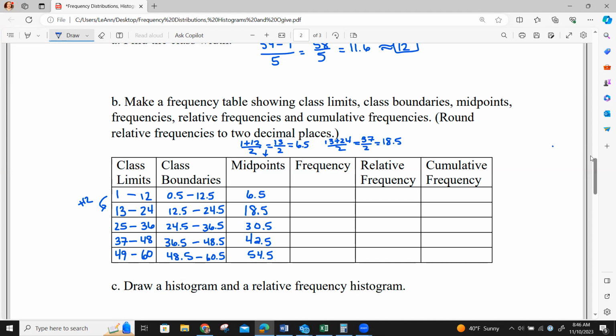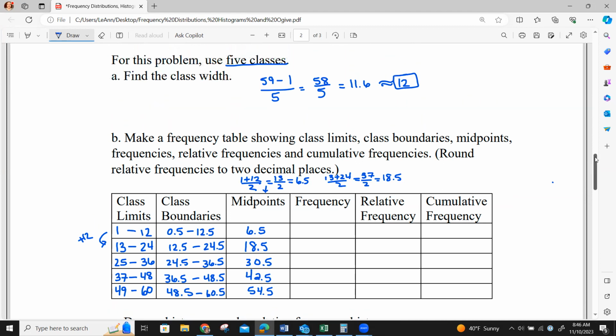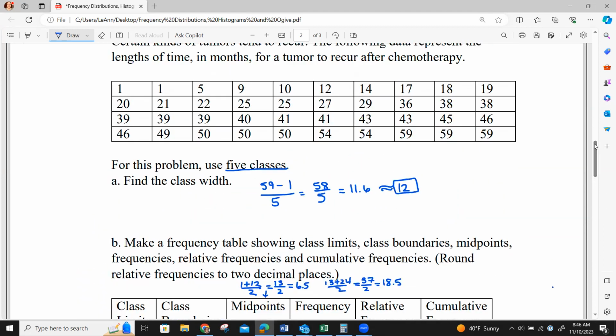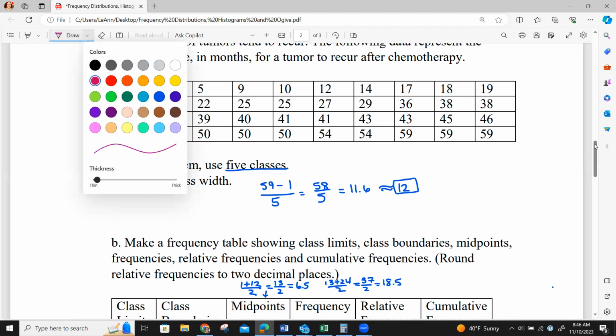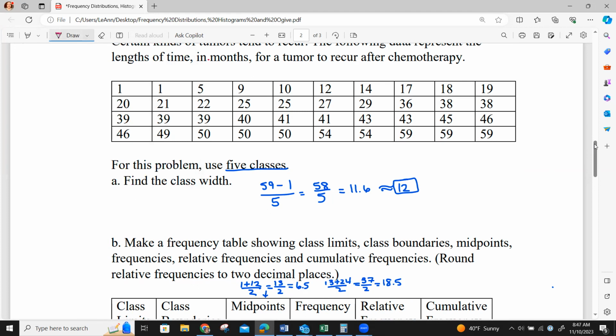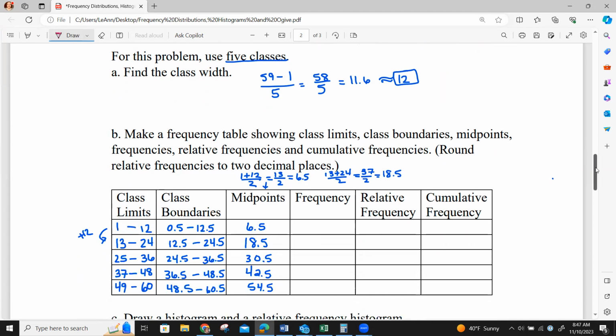Okay, frequencies. So we're going to have to go back up and look at our table. So 1 to 12, and sometimes I like to mark these off as I go. Maybe I'll use different colors to represent. So from 1 to 12, we have 1, 2, 3, 4, 5, 6 items. So we're going to put that had a frequency of 6. We'll just write that number in. Some people do tallies, but we want to write the actual frequency as a number.